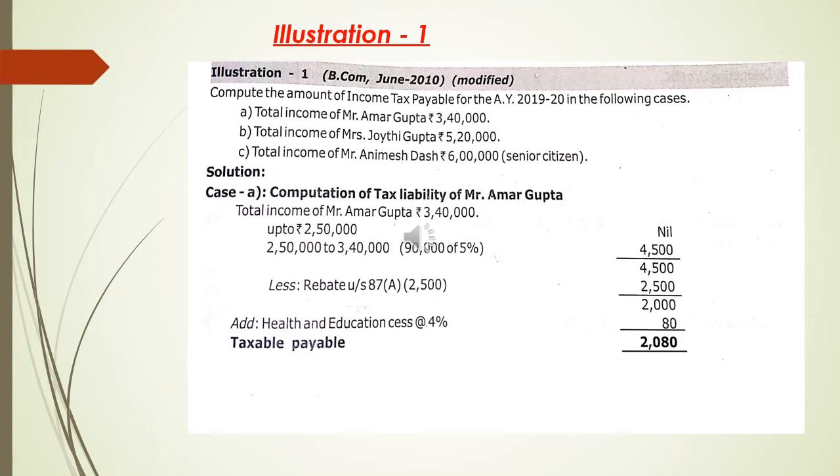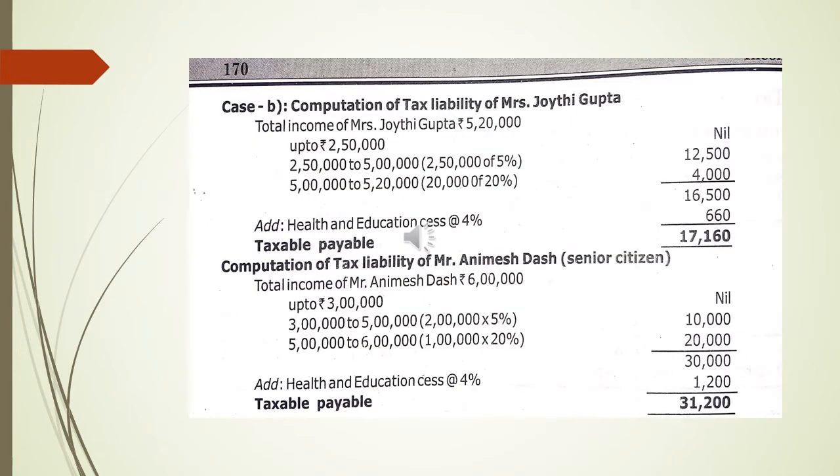After giving the rebate, now you have to add 4% of education cess. 4% of what? 4% of rupees 2,000. That comes to 80 rupees. So now your total tax payable is 2,080 rupees. I hope you have understood in the first case how we have calculated the tax liability. Look at the second case, Mrs. Jyoti Gupta.